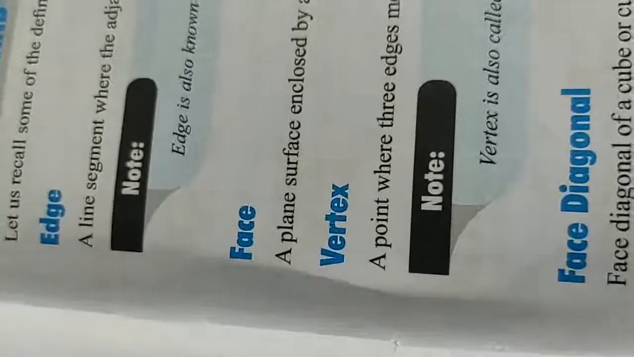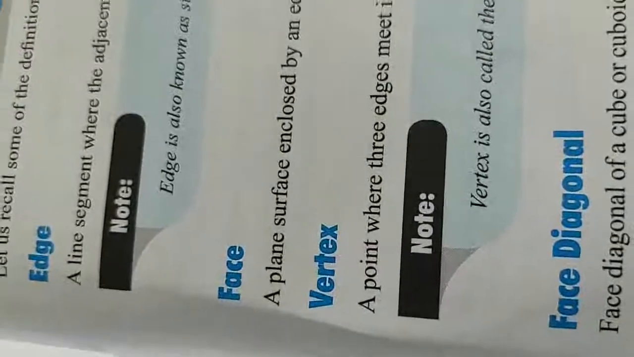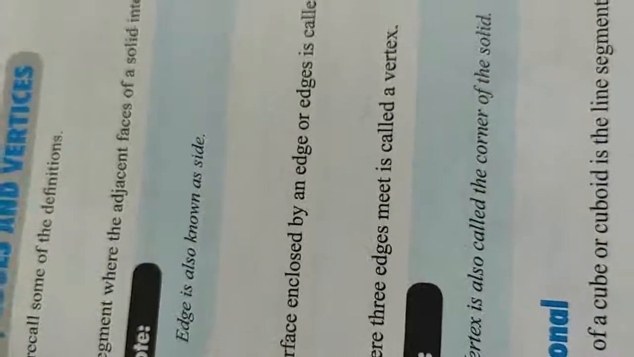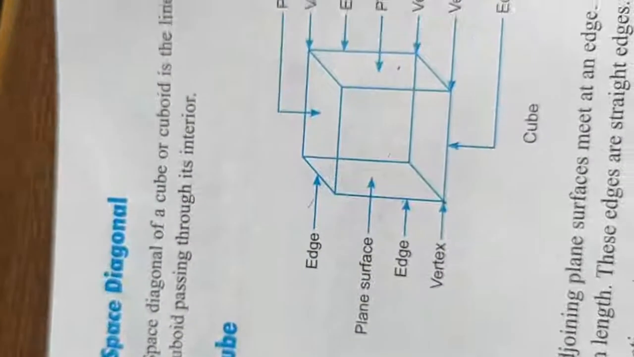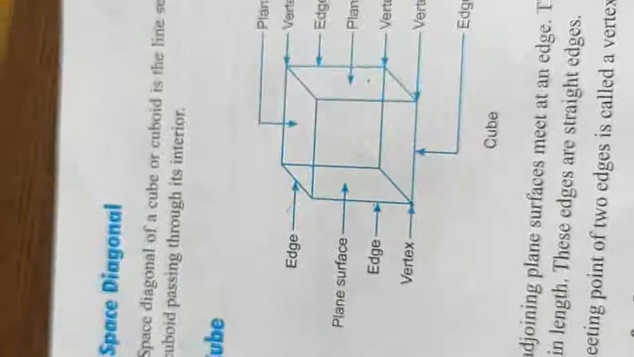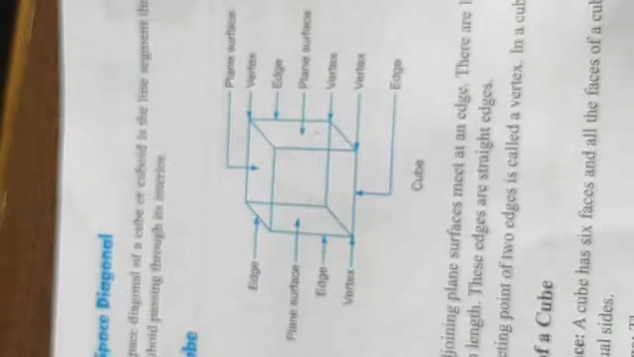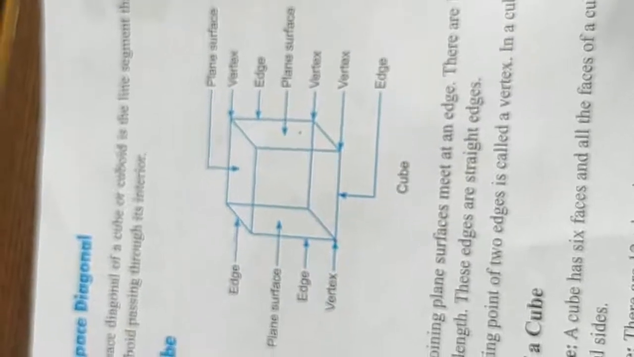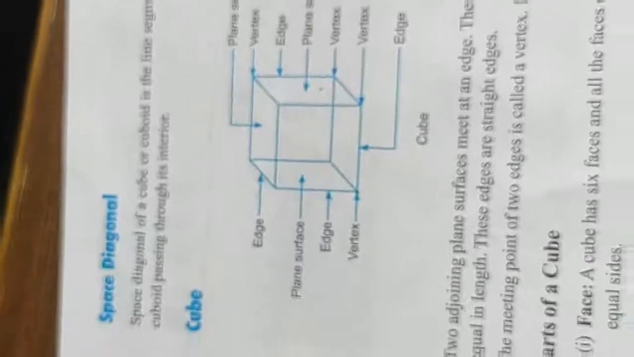Now face diagonal. Face diagonal of cube or cuboid is the line segment that joins the opposite vertices of face. Now space diagonal. Space diagonal of cube or cuboid is the line segment that joins the opposite vertices of cube or cuboid passing through its interior. Means which is passing through interior, that is called space diagonal, and which is joining the opposite vertices of face, that is called face diagonal.